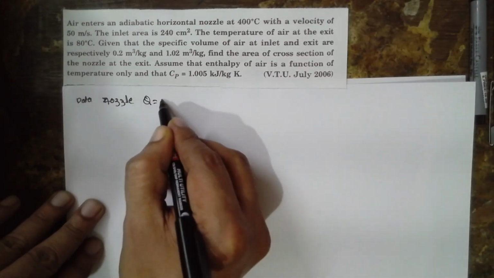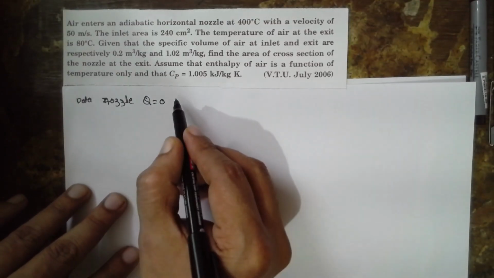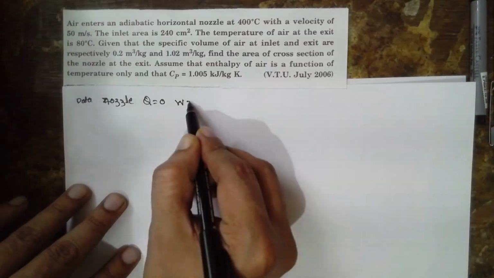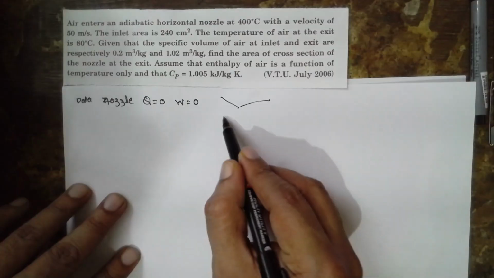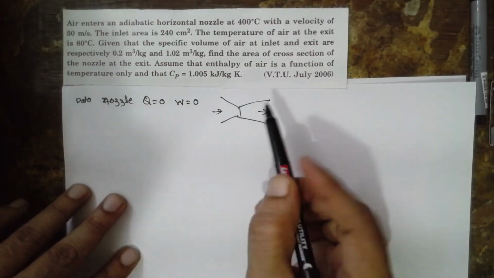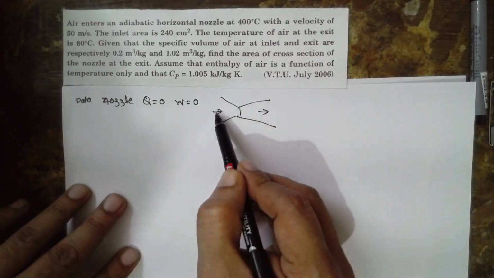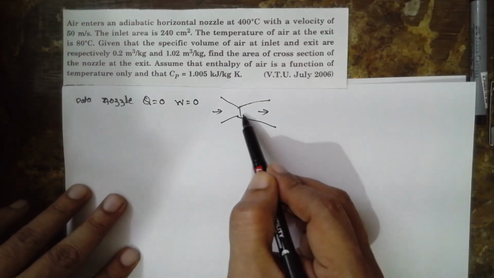Adiabatic, so Q will be 0, and W, work done, will be 0. In the case of a nozzle, Q and W will be 0. This is the concept of a nozzle. At the inlet, the velocity will be less. At the outlet, the velocity will be very high. But there is no work done and no heat transfer.